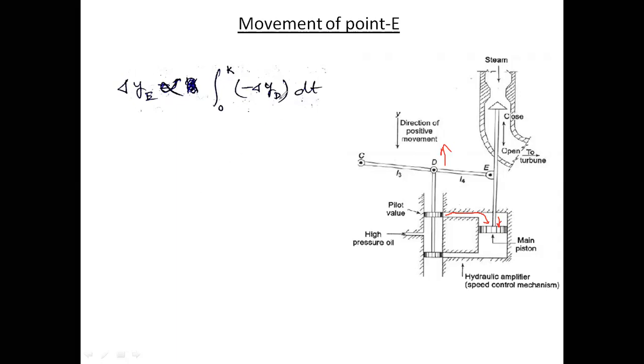Now it will take some time dt, therefore we are taking this integration sign. Then what will be the expression? Del y is proportional to integration 0 to t of minus del yd dt. Why minus? Because for upward movement of D, the main piston or E point moves downward, therefore we are taking this minus sign for D. So finally we get this expression. We are taking some proportionality constant K5, and this must be the equation number 3.